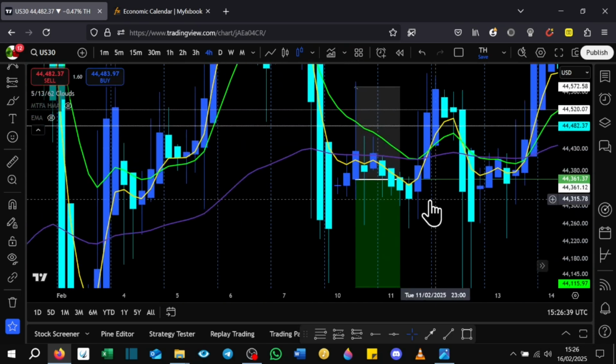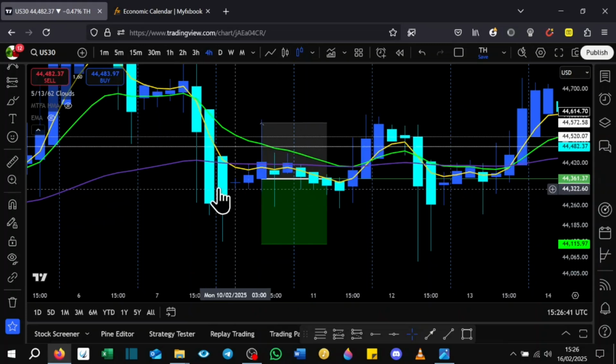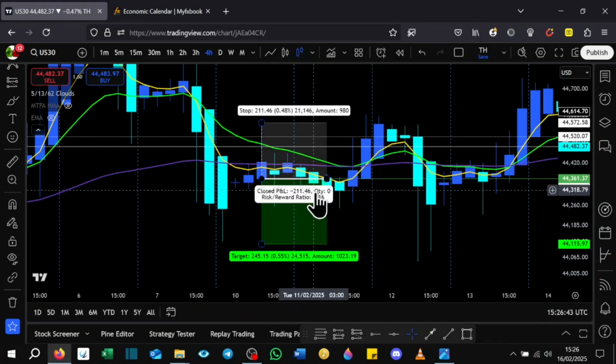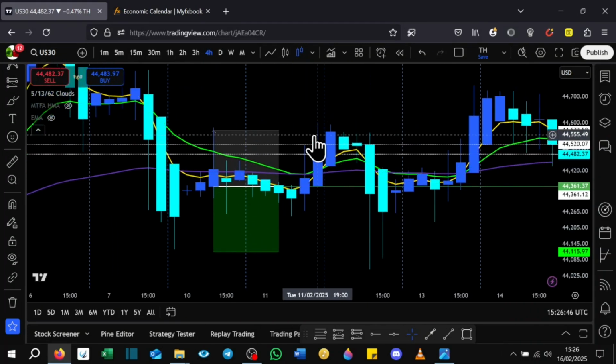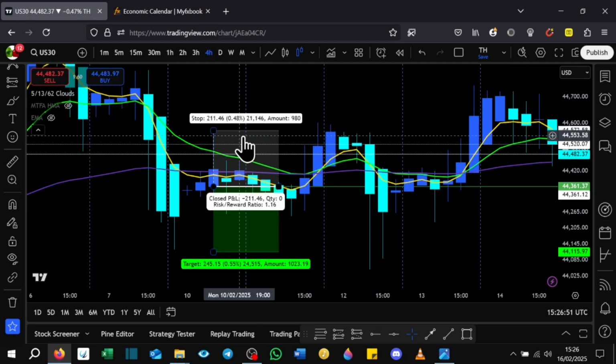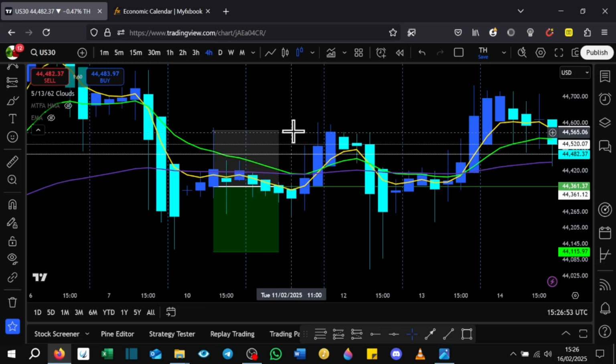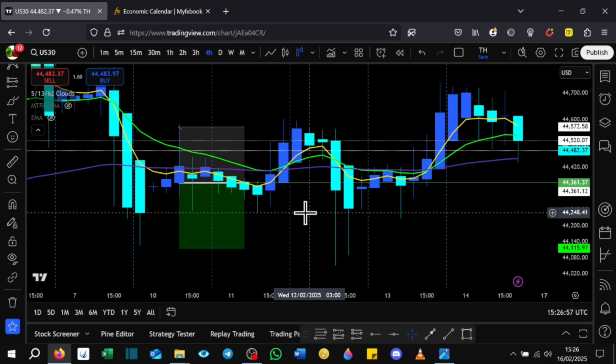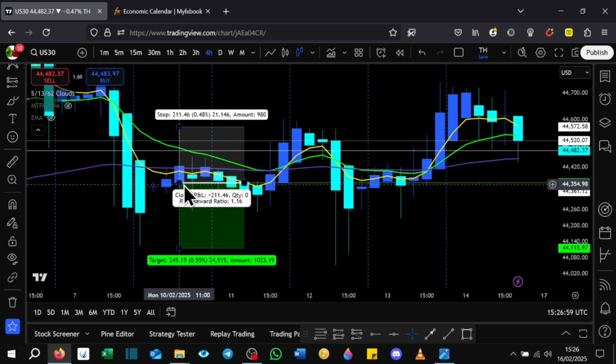Now this trade didn't actually work out. It was a slow start to the week. Price actually came up, and we would have got stopped out if we took this trade. I can't remember if I did take this trade, but anyway, it would have been a failure. But that is where we place the entry for the sell stop.